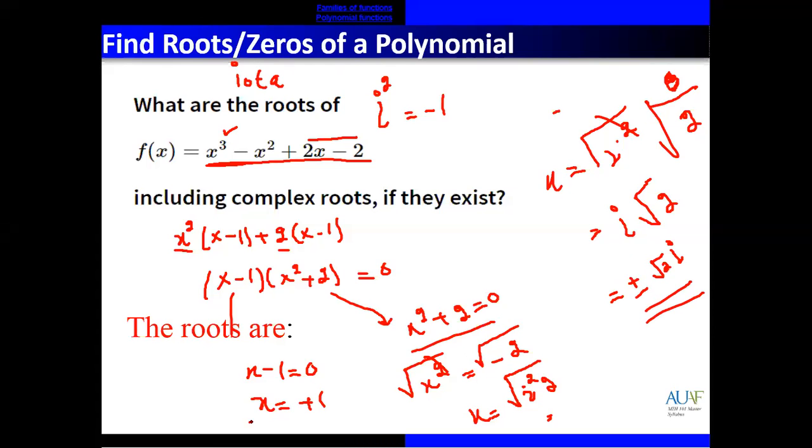And x is equal to plus 1 is the third value. So these are three values, but the last two numbers, plus 2 iota and minus 2 iota, are called imaginary roots. Correct? Not real roots. Let me try another example.